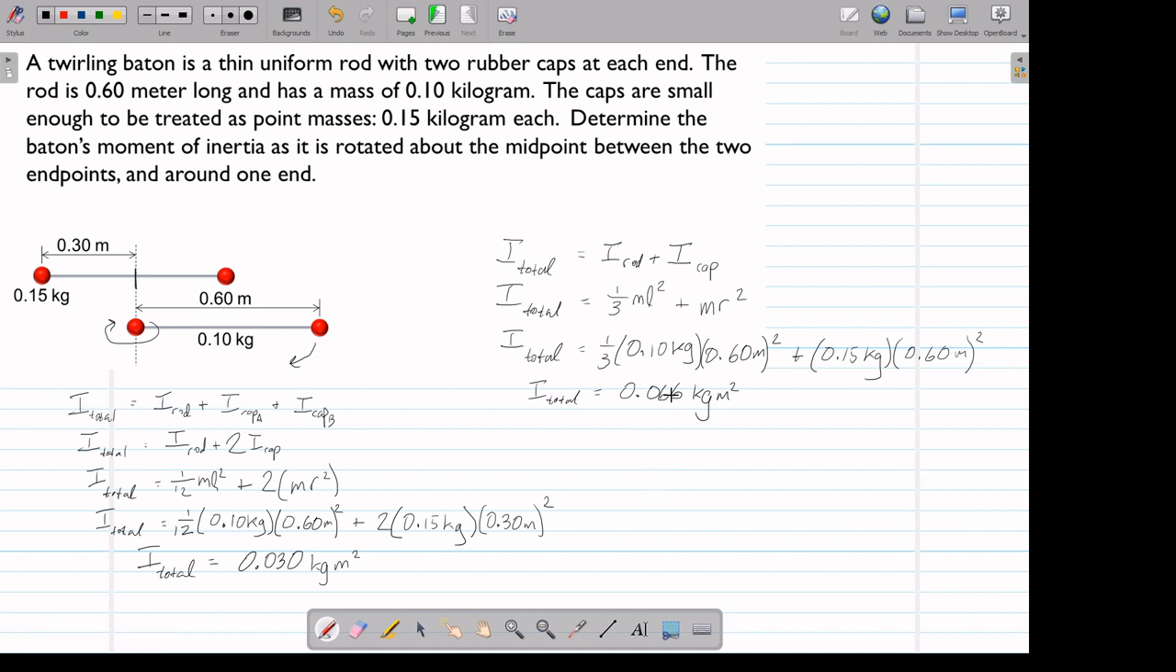All right, so you can see that in this situation, the moment of inertia is actually greater than it was in the previous situation. So it's actually harder to get the baton spinning up when you're spinning it around one end than it is when you're spinning it at the middle. So it does matter how the mass is distributed with respect to the axis of rotation.